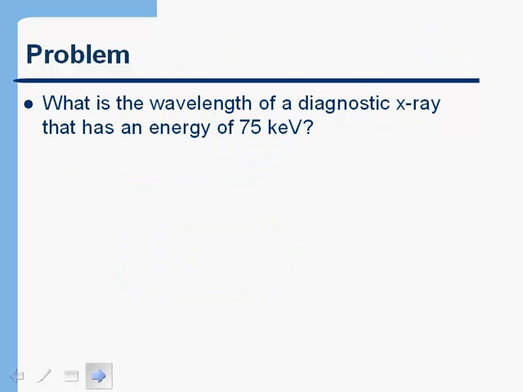Let's try out a problem where we have to use the other form of Planck's quantum equation. So energy is equal to hc over lambda, and the problem says, what is the wavelength of a diagnostic X-ray that has an energy of 75 kiloelectron volts? So we're going to want to solve this for lambda. In other words, bring lambda up there and bring E down there. So lambda is equal to hc over E.